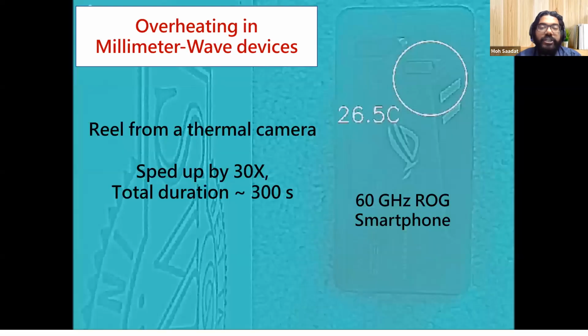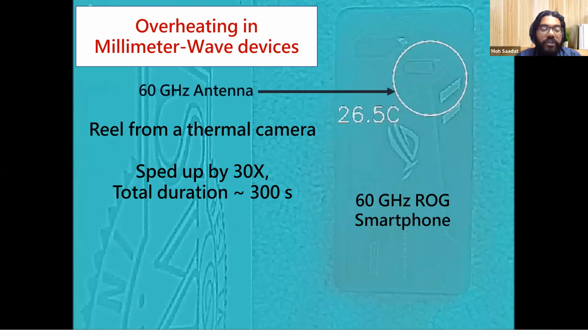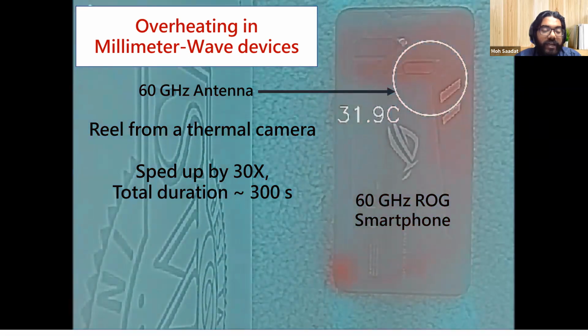In fact, our investigation with a 60 GHz ROG smartphone reveals that temperature starts increasing immediately on power up. In this setup, we demonstrate how the temperature of the outside surface of a 60 GHz Asus ROG smartphone increases through a reel we obtained from a thermal camera. The white circle shows the location of the 60 GHz antenna. Heat distributes from the antenna region over the entire surface of the device immediately on power up.